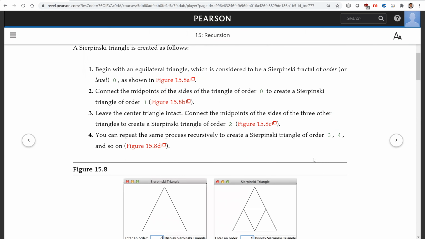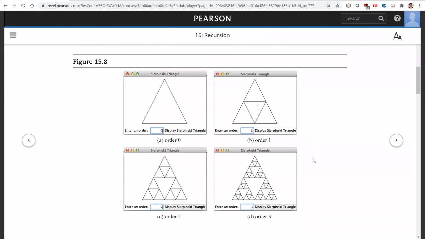So this is the Sierpinski triangle. You draw the triangle here. This is order 0, and this is order 1. So how do you get order 1? For order 1, you take the middle points and draw one triangle on the top, one triangle on the bottom left, and one triangle on the bottom right.